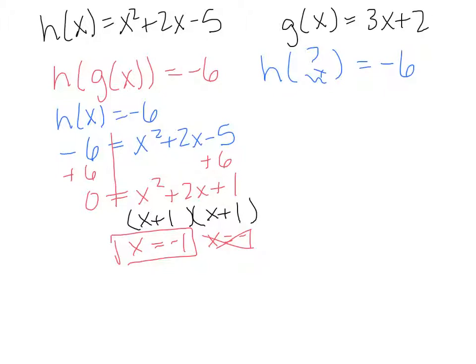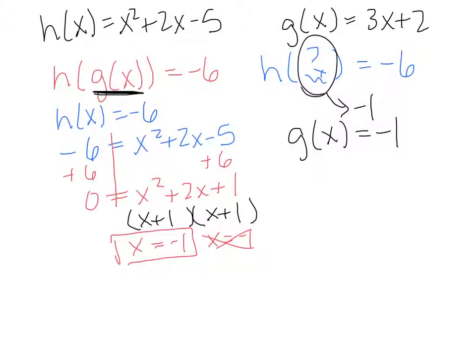Alright, so let's think about where we're at. We know this unknown value now. We know that that is equal to -1. But we also know that that unknown is g of x. So we are at a point where we know that g of x equals -1. Now what we need to do is go back up to the g function, and we're going to replace g of x with -1. So we get -1 equals 3x plus 2.